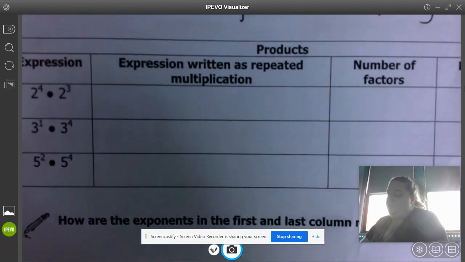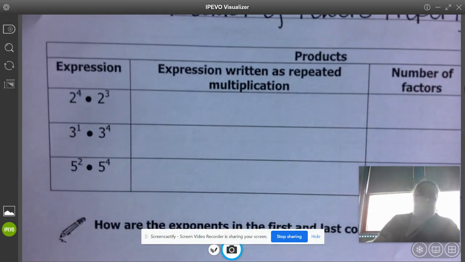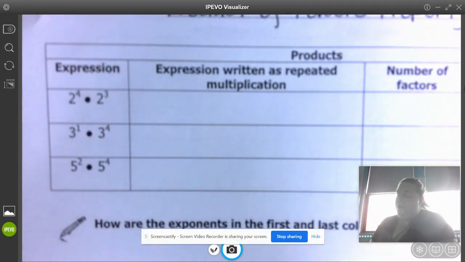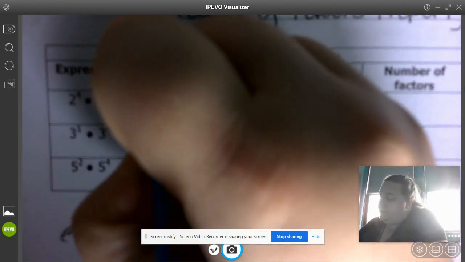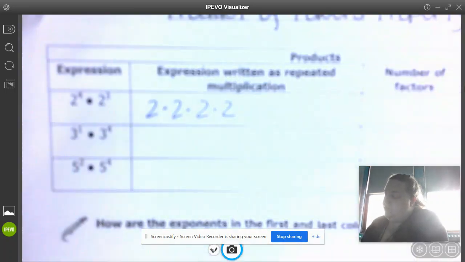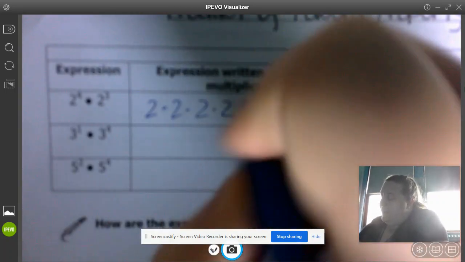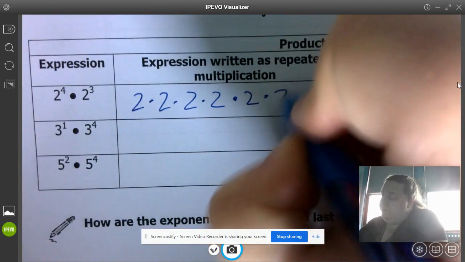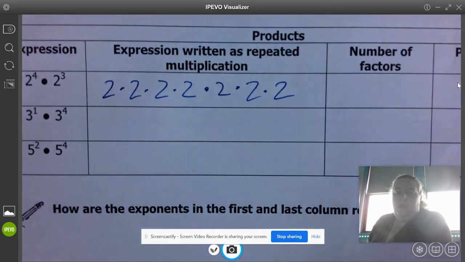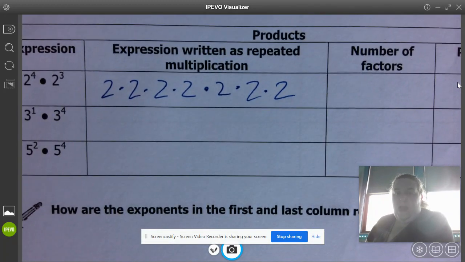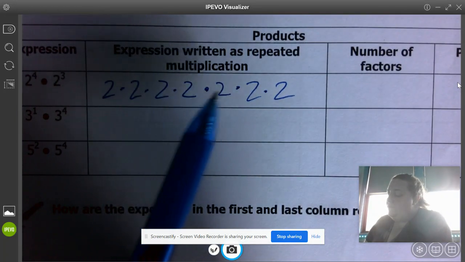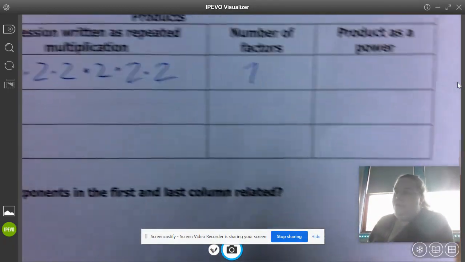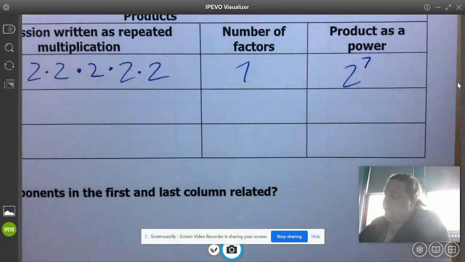Okay. So just focusing on the first part of this problem, we have 2 to the 4th. So I know an expanded form, that would be 2 times 2 times 2 times 2. Then we're multiplying that by the expression 2 to the 3rd, which is 2 times 2 times 2. Now, because they're all the same factors, I can count them up: 1, 2, 3, 4, 5, 6, 7. And once again, because they're all the same number, I can rewrite this as 2 to the 7th power.